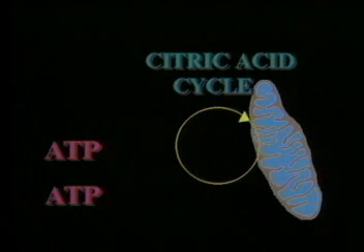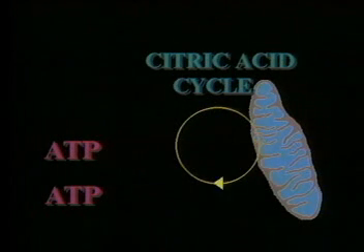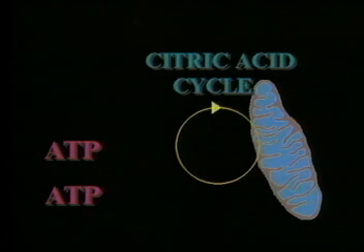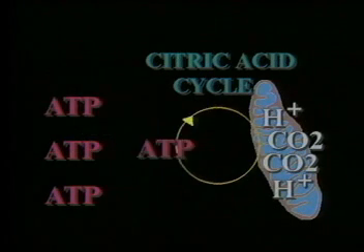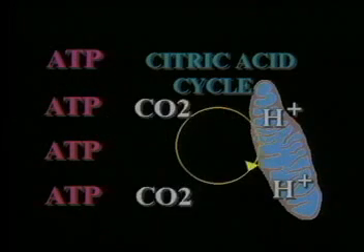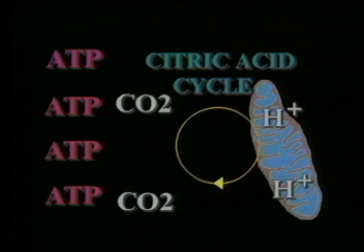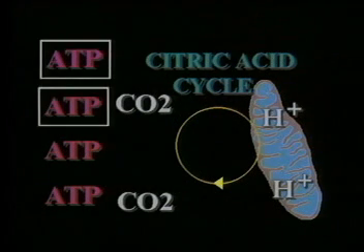In the mitochondria, pyruvic acid enters a series of reactions called the citric acid cycle. In 8 steps, assisted by enzymes, pyruvic acid is broken down to form hydrogen atoms and carbon dioxide. More energy is released, which again is harvested to form 2 more molecules of ATP.